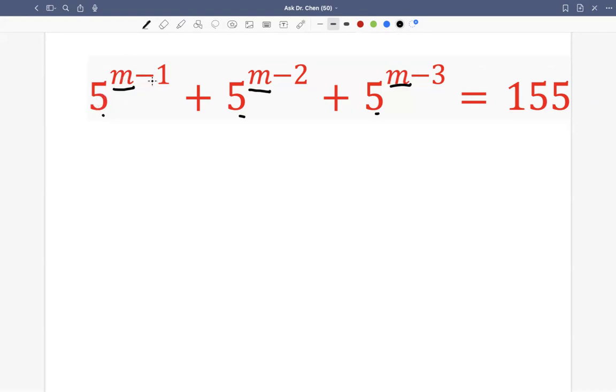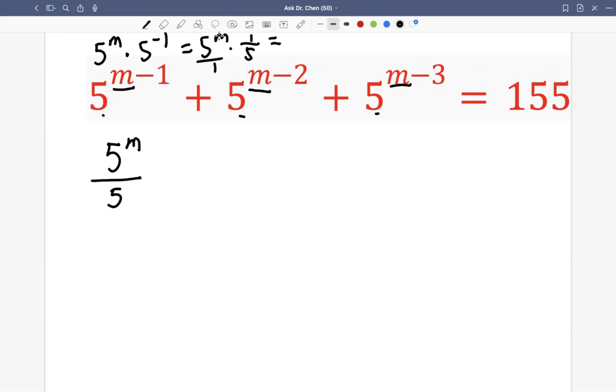So 5 raised by m minus 1 we can write as 5 raised by m divided by 5. Right? Because basically that's 5 raised by m multiplied by 5 raised by negative 1. And 5 raised by negative 1 is 1 over 5. All right, let me write this. So 5 raised by m times 1 over 5. So when we multiply 5 raised by m times 1, which is 5 raised by m, then 1 times 5 is 5. So that's why we have 5 raised by m minus 1. We can write as 5 raised by m divided by 5.